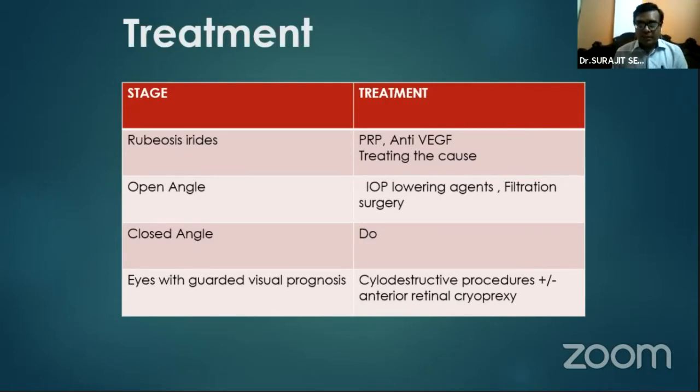For the open angle stage, all the treatment mentioned previously, and along with that the IOP lowering agents with filtration surgery. For the angle closure stage, it is essentially the same. And for eyes with poor visual prognosis, cyclodestructive procedures like cyclophotocoagulation with diode laser, with or without anterior retinal cryopexy, are done for media opacity, as we can't do panretinal photocoagulation.